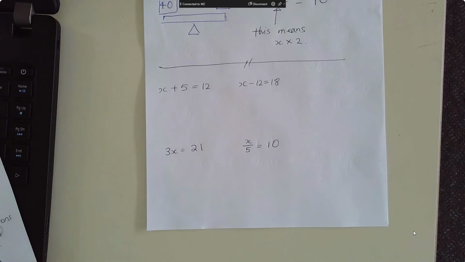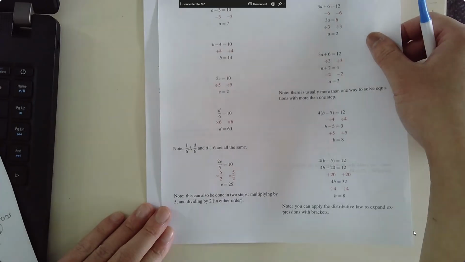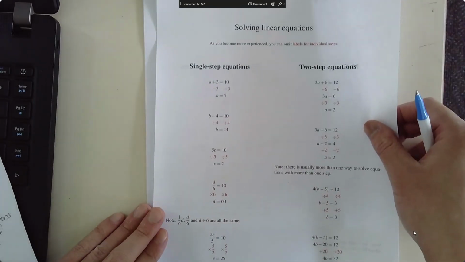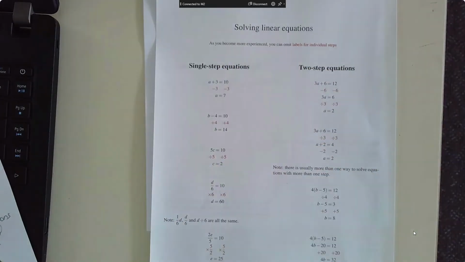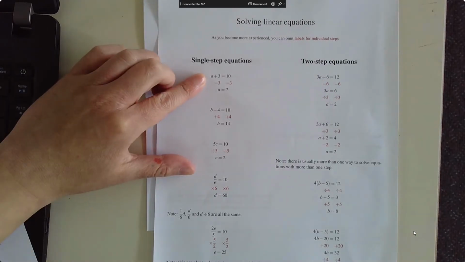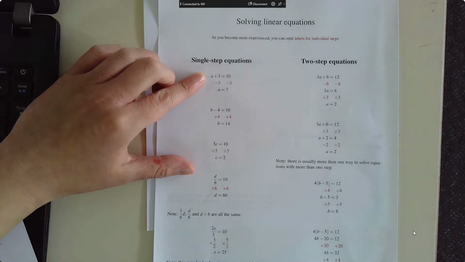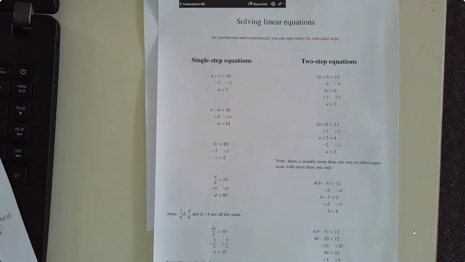So at this point, please grab this sheet. It's called Solving Linear Equations. And I want you to take a look at the first page. On the left-hand side, it says single-step equations. All the equations that we're going to solve today only require you to perform one step. So have a look at the first one. You see the equation says a plus 3 equals 10. My goal is to find the value of a, which makes the equation true.